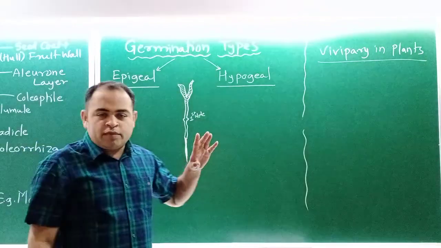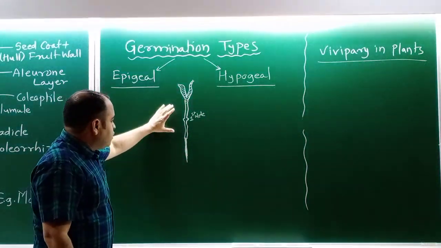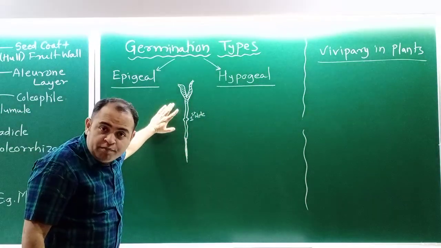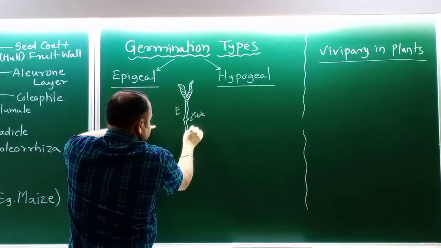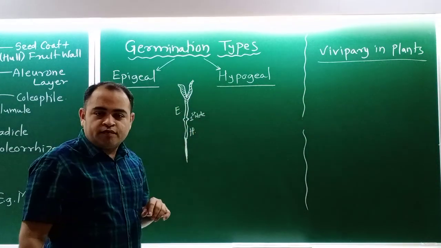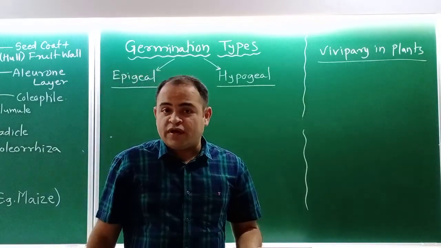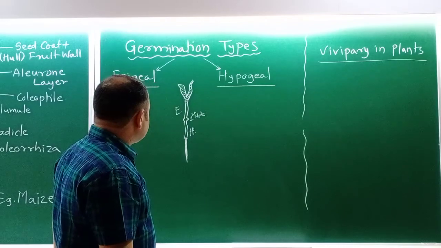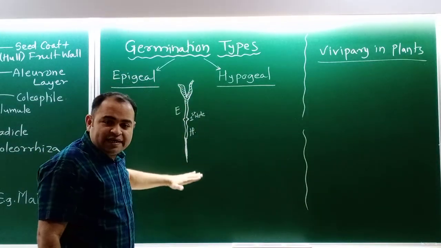first node. Now I'm not going to write the entire description of this particular embryo axis. So this is epicotyl, this is hypocotyl. Plumule, radicle you can easily identify. Polarity you are well aware about. Now think about this particular embryo axis.